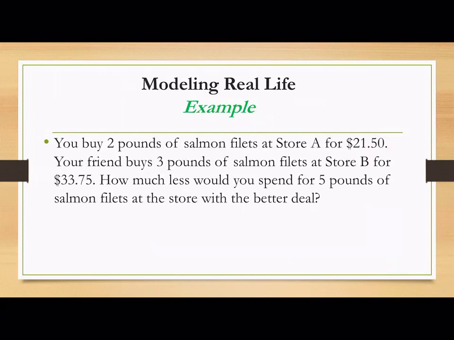This will be on the harder end, and I actually don't think you get a question like this today, but you will tomorrow. So I want to look at it. You buy 2 pounds of salmon fillets at store A for $21.50. Your friend buys 3 pounds of salmon fillets at store B for $33.75. How much less would you spend for 5 pounds of salmon fillets at the store with a better deal?